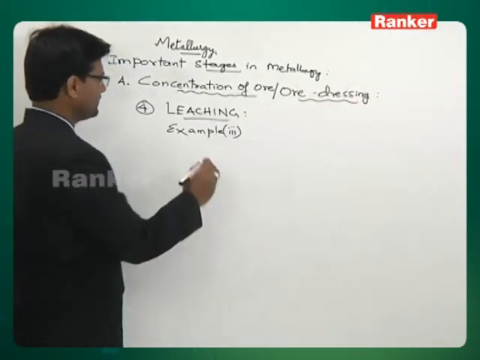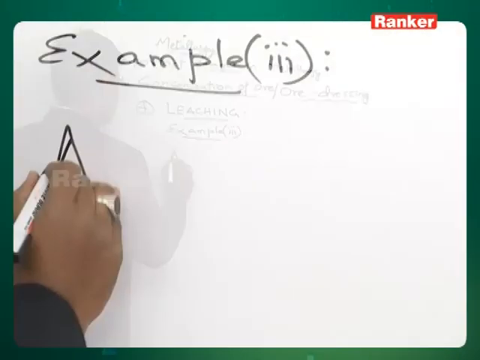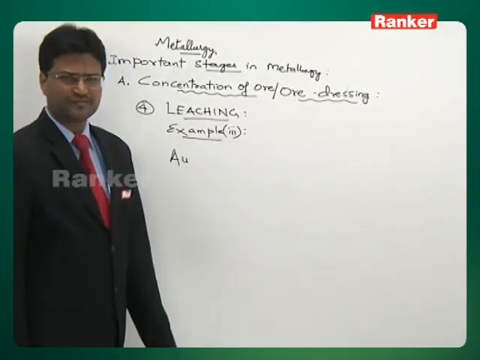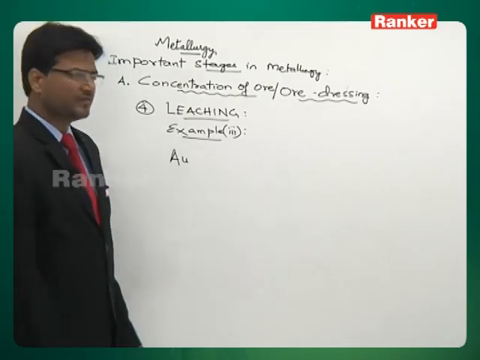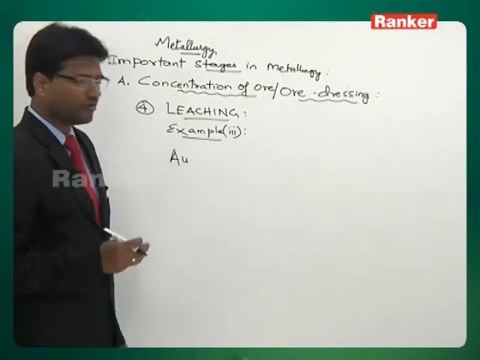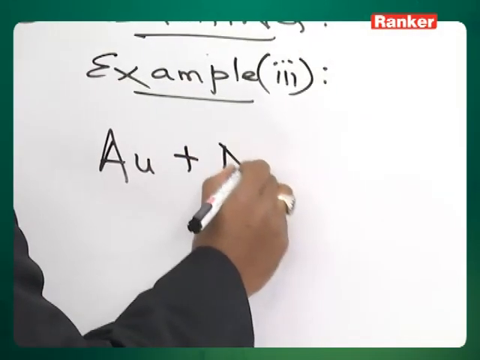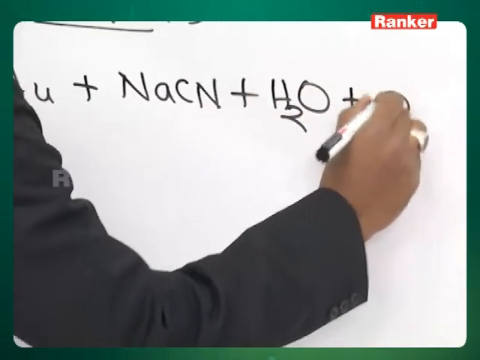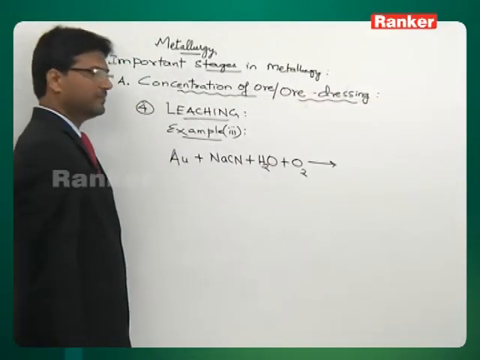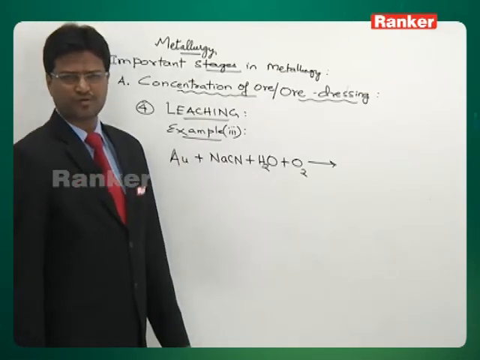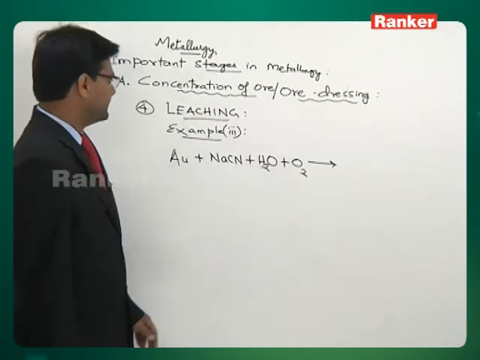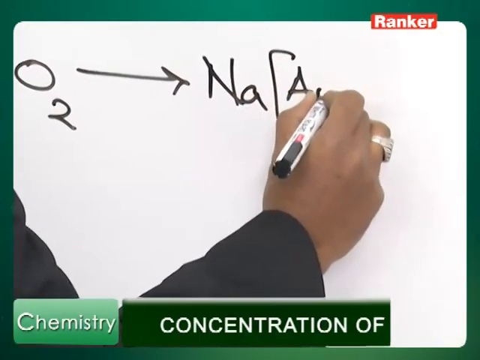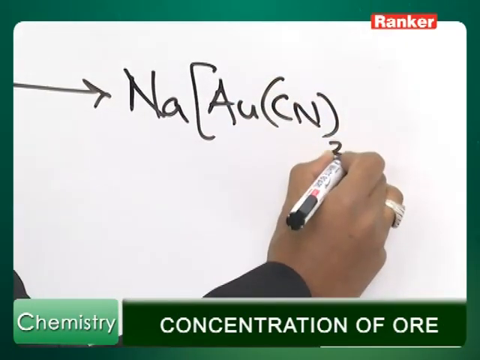Example 3 for leaching. This is involved in the extraction of gold. As I told you, gold is available in its native form, but there are some impurities associated with it. So let us see how it is extracted from its natural form. Au, we use the same substance, sodium cyanide, in aqueous solution. This is called hydrometallurgy. When you extract a metal from its aqueous solution, then you call it hydrometallurgy. Then under these conditions, you get a soluble complex of gold, Na[Au(CN)2].